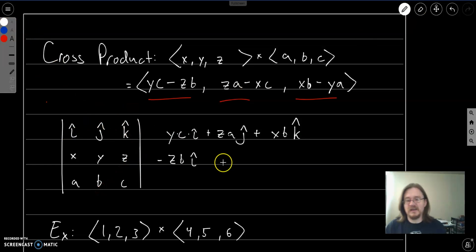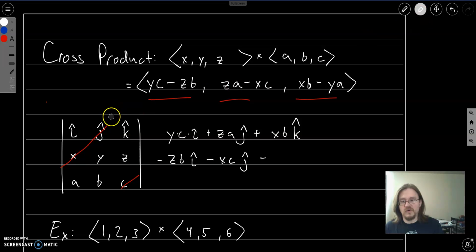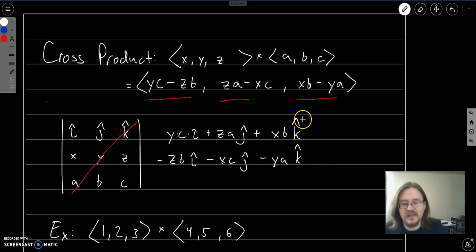Hopefully, by the end of this, you'll see that these match up. Okay, so then we can start from j and start going backwards. J, x, c. And again, because we're going backwards, we're going to subtract this. And then we've got one more to do. So going backwards from k, this is the nice straight one. So we're going to have y, a.